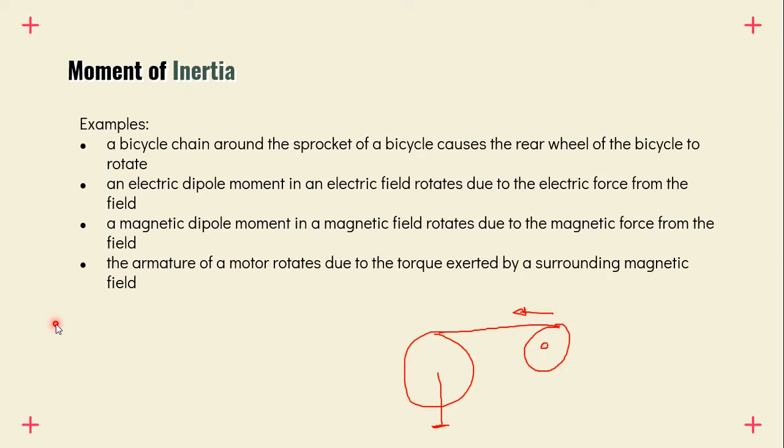Another is a magnetic dipole moment in a magnetic field, which rotates due to the magnetic force from the field. And lastly, the armature of a motor rotates due to the torque exerted by a surrounding magnetic field.